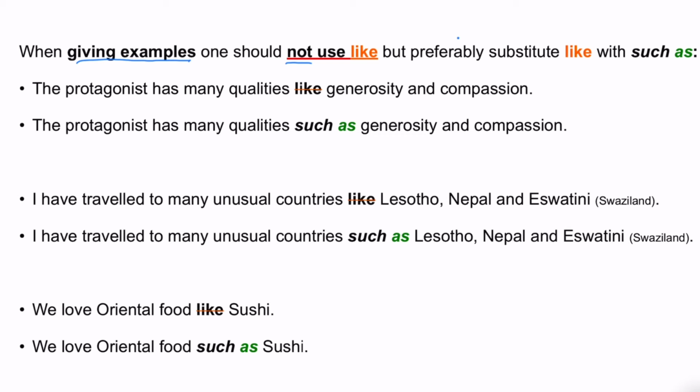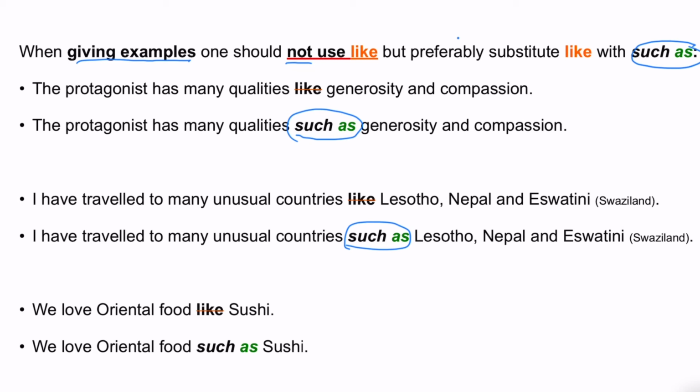And finally, when giving examples in formal situations, such as in academic texts, you should not use like, but you should substitute it with such as. The protagonist has many qualities like generosity and compassion. You should really say, the protagonist has many qualities such as generosity and compassion. I've travelled to many unusual countries like Lesotho, Nepal and Eswatini, the old Swaziland. And you should really say, I've travelled to many unusual countries such as Lesotho, Nepal and Eswatini, Swaziland.